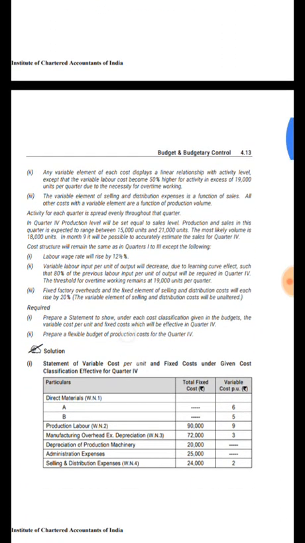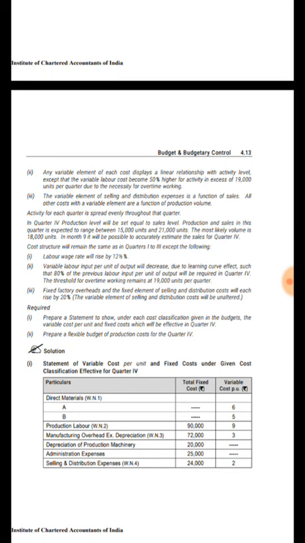Okay, activity for each quarter is spread evenly throughout that quarter. In quarter 4, production level will be set equal to sales level. Production sales in this quarter is expected to range between 15,000 units and 21,000 units. The most likely volume is 18,000 units. In month 9, it will be possible to accurately estimate the sales for quarter 4.